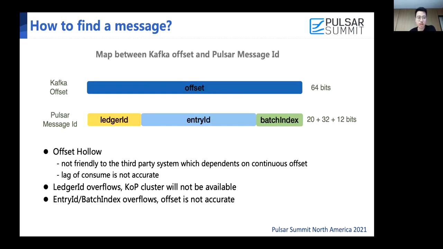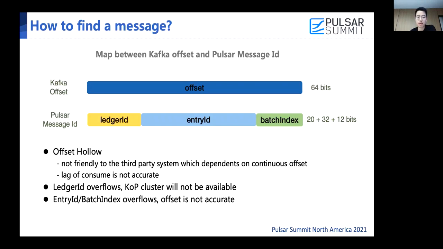First, you will find the offset is hollow. This is mainly caused by the ledger rollover. Once the ledger rolls over, the next ledger ID may not be continuous. This is not friendly to third-party systems that depend on the continuous offset feature. And also, when you describe a consumer group by Kafka admin CLI tools, the lag of the consumer group is not accurate.